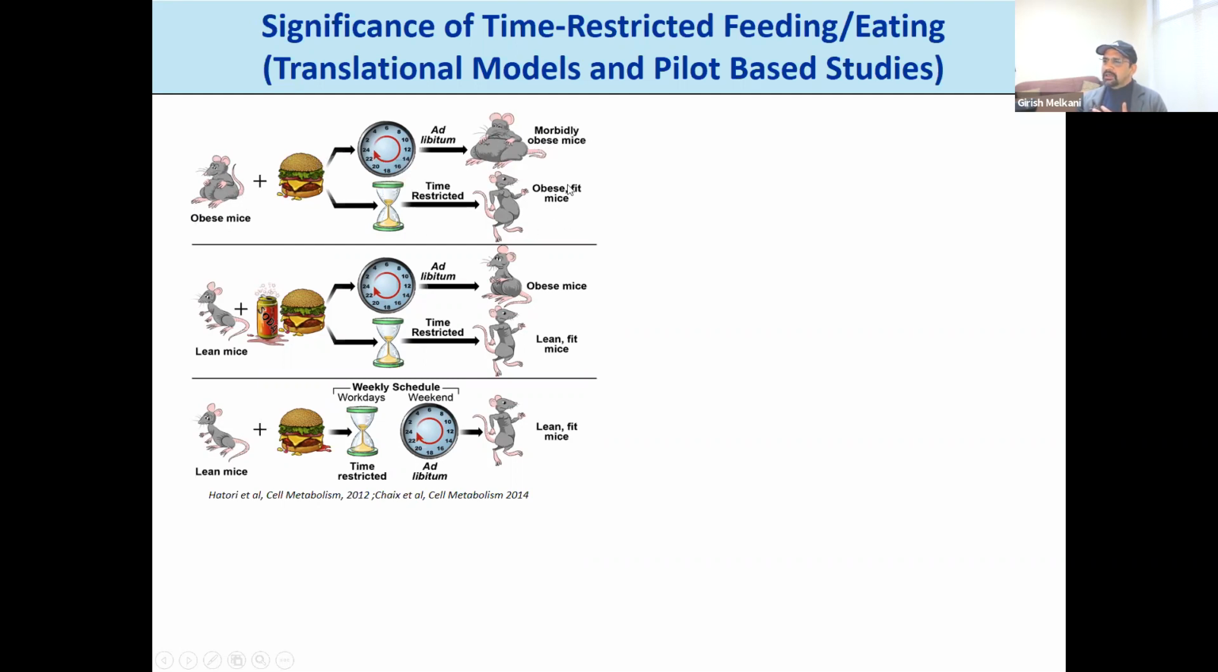But under time-restricted feeding, and some of that work is not even mine, it's from my collaborator labs and some other labs, they remain obese but fit mice. They are more active than the others. And if they feed lean mice the high-calorie diet and soda and put them under ELF, they become obese. But with time-restricted feeding, they remain lean and fit.